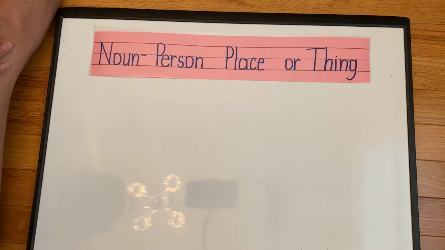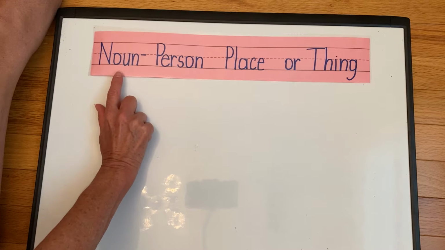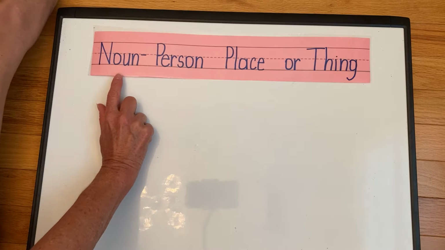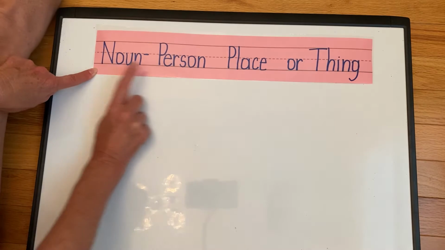We also talked about how a sentence has 2 parts. It has the naming part and it has a telling part. Who or what the sentence is about is the naming part, and the telling part is what the person or the thing that we're talking about is doing. Now, in your grammar books, we had talked about the parts of a sentence. If you look on the pink strip, this should be a review for you girls.